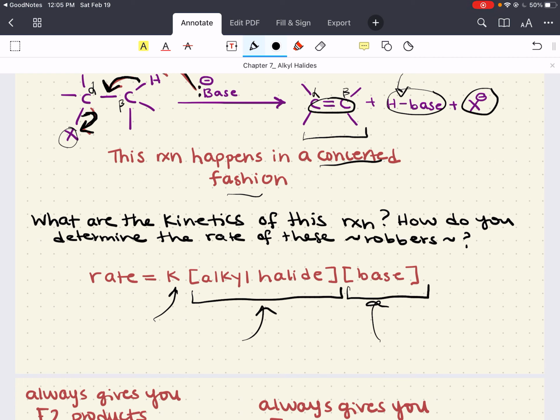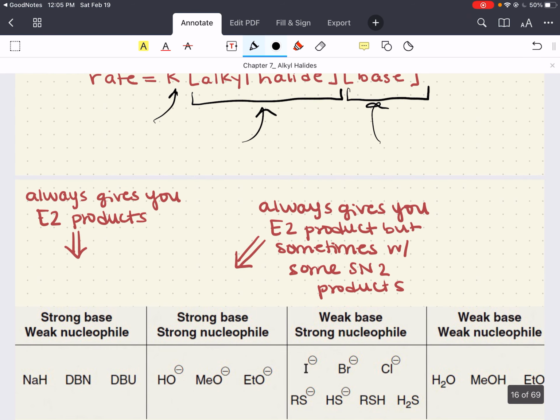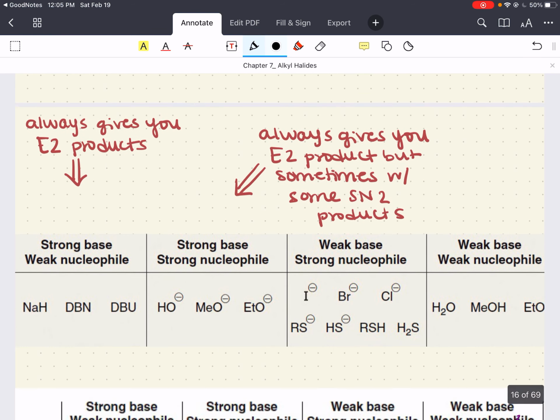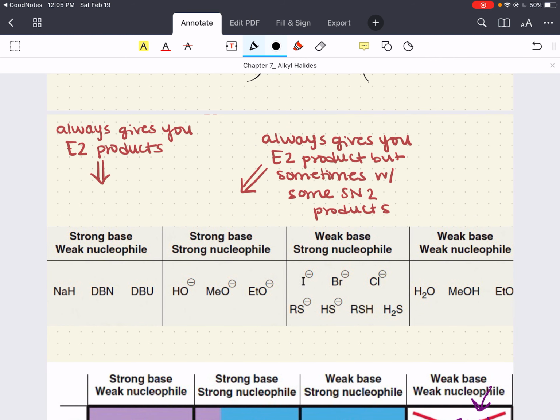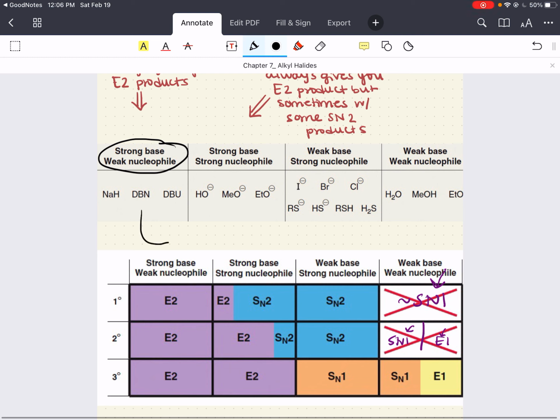All right. Now, you might ask, well, what is a strong base? Include who can carry out this robbery without getting caught by the cops? All right, fantastic question. Well, when you have a strong base that is a weak nucleophile, all right, you will always only get E2 reaction products, regardless of if your alpha carbon is primary, secondary, or tertiary.